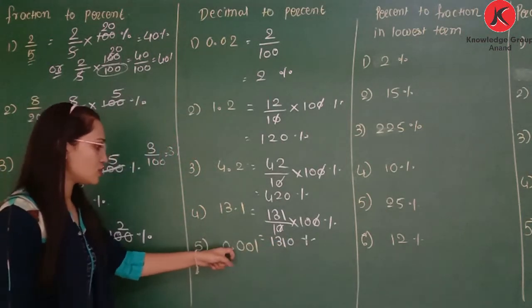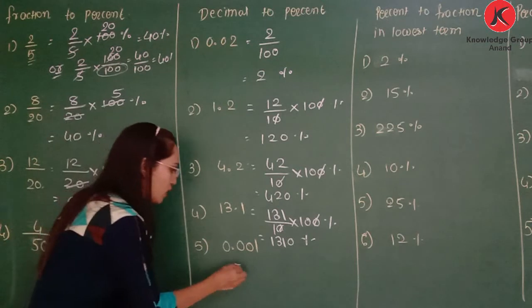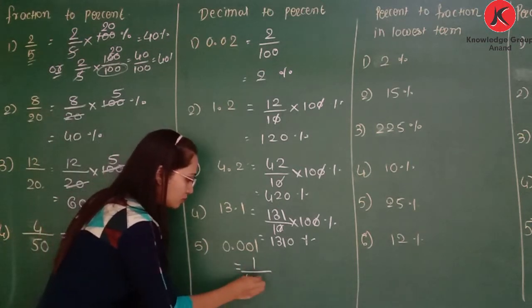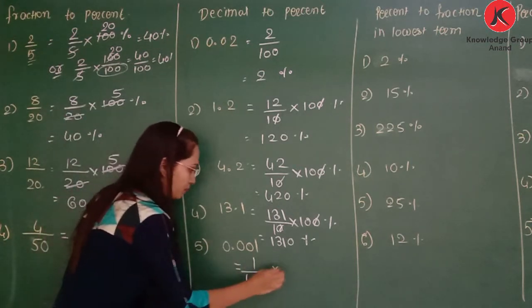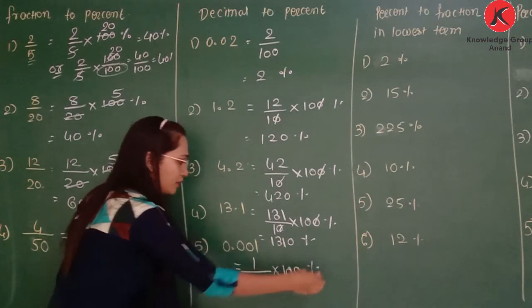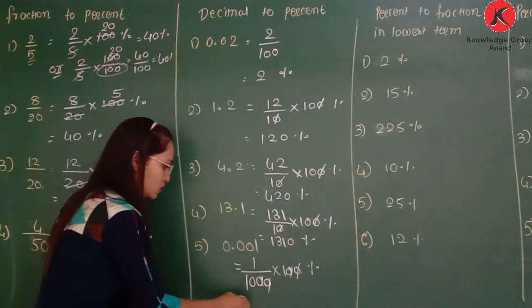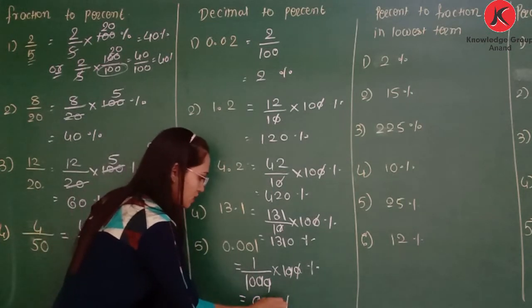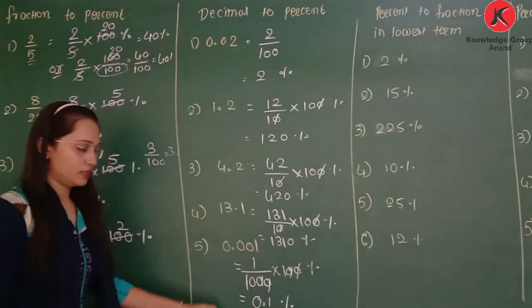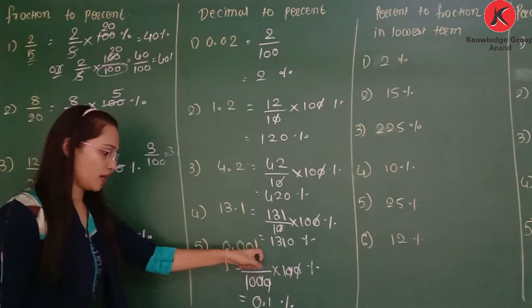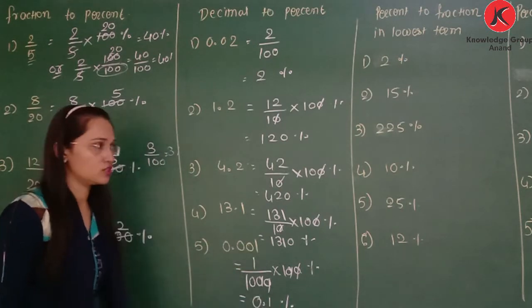For the next one, 0.001, so what is it? 1 by 1000 multiplied by 100%. 0 cancels. Now 1 by 10 is what? 0.1, so it is 0.1%. Clear? So 0.001 is 0.1%.